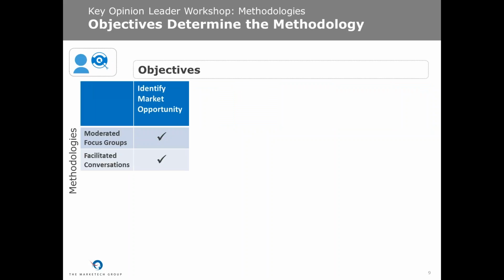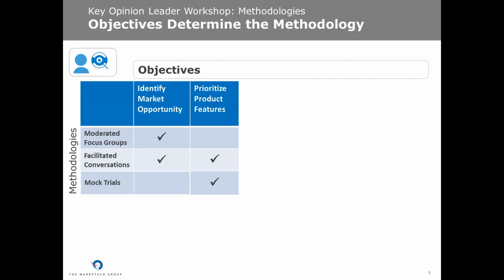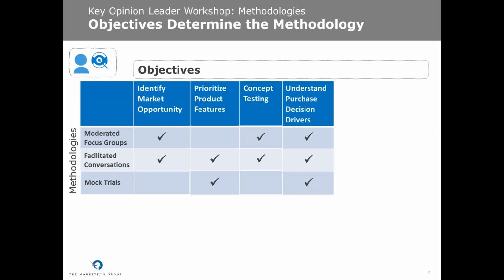So for example, if you wanted to identify market opportunities, good methodologies would be a moderated focus group type setting or a facilitated conversation. If you want to prioritize product features, you may want to do a facilitated conversation or mock trials, and we will cover all 3 of these today. Concept testing, you would consider most likely a moderated focus group or a facilitated conversation.